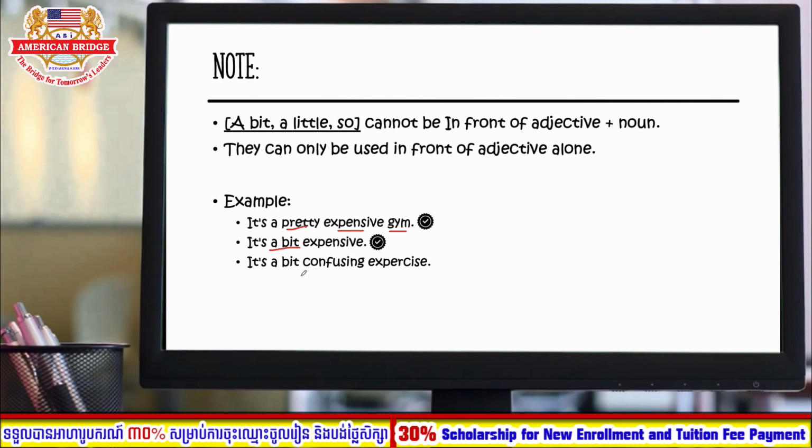However, the last example, it's a bit confusing exercise, we have the word a bit, which is the intensifier, confusing is an adjective, and exercise is the noun, which is wrong based on our rule. For these three intensifiers, you cannot use them with adjective plus noun. Just remember that a bit, a little, and so can only be used with the adjective. Let's say it's so boring. Okay, you cannot say it's so boring movie. Such a phrase never appears.